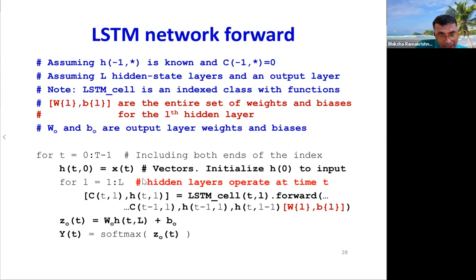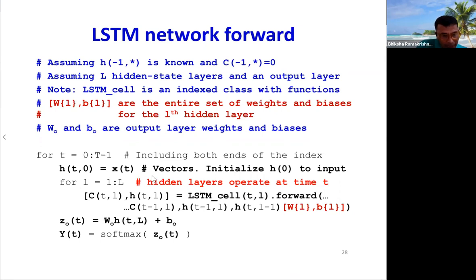But then subsequently, at each time within each layer, the LSTM cell is going to get the memory from the same layer at the previous time, the hidden state from the same layer at the previous time, the hidden state from the same time in the lower layer, and of course the parameters. And using all of these, it's going to compute the updated memory at that time and the updated state value at that time. So you loop through the layers of the LSTM cells in this manner.